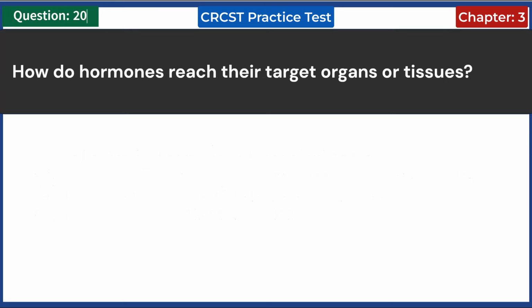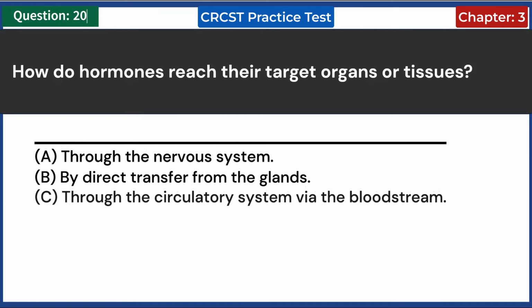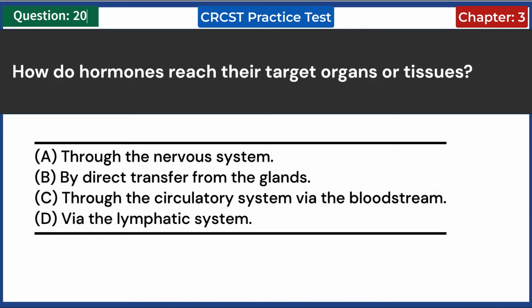How do hormones reach their target organs or tissues? A. Through the nervous system. B. By direct transfer from the glands. C. Through the circulatory system via the bloodstream. D. Via the lymphatic system.